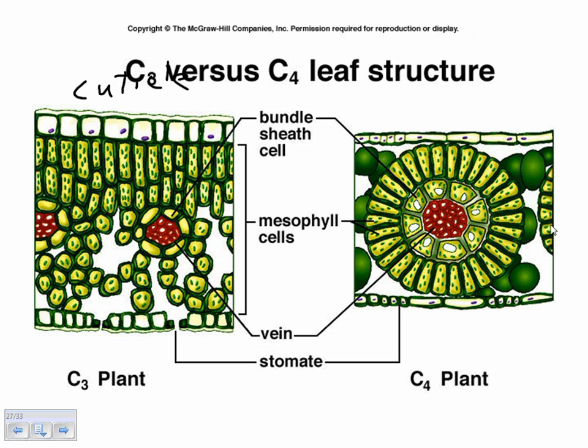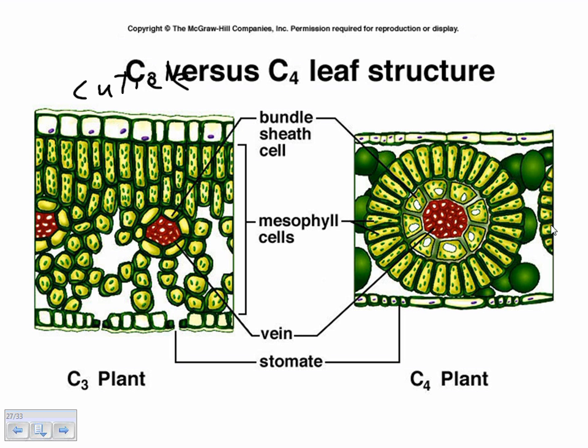That cuticle, that waxy coat on the leaf, is sort of like what on you? It's like your skin. Its job is to keep what in the leaf? Moisture in, and what out? What does your skin keep out? Germs, bacteria, viruses. Plants get sick too. So the cuticle is to keep moisture in and germs out.